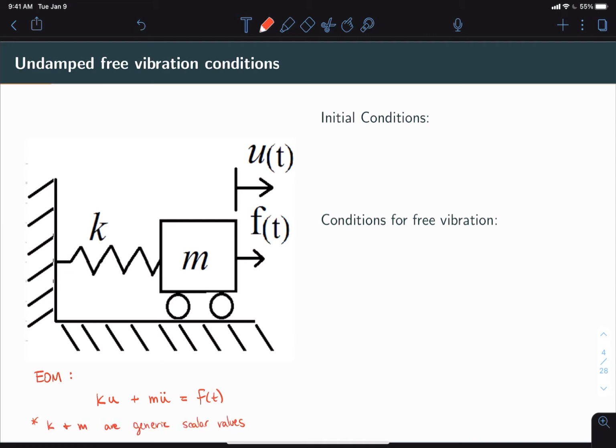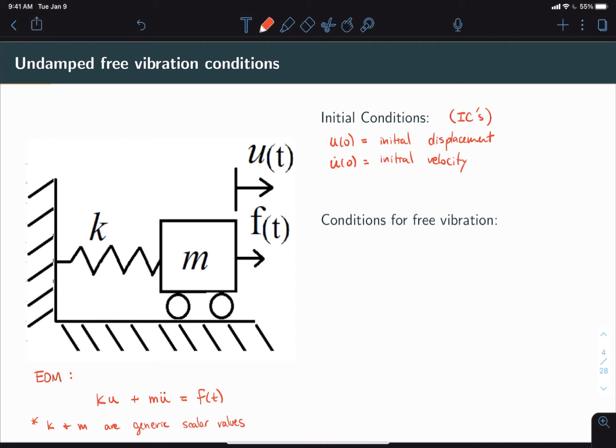Now, to get a specific solution to an equation of motion, we're going to need initial conditions, or ICs. These are an initial displacement, which we'll label as u of 0, and an initial velocity, which we'll label u dot of 0. Without initial conditions, we can only hope to have a general solution. But with these initial conditions, we can actually solve for a specific solution to the equation of motion.